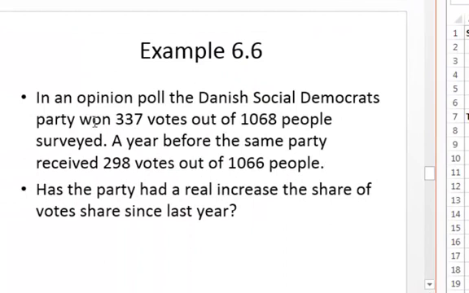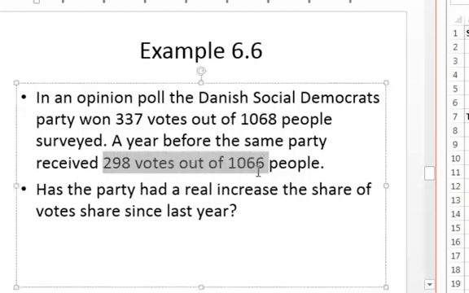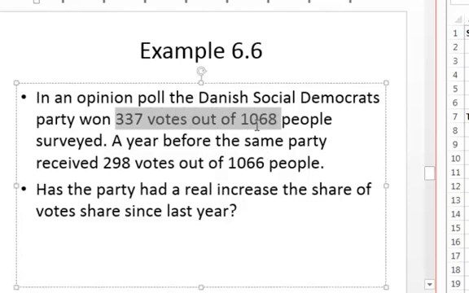In the next example, we have a large party who had an opinion poll 1 year ago with these results, and now we have made a new opinion poll, and the party has apparently a larger support than before. But is this correct?